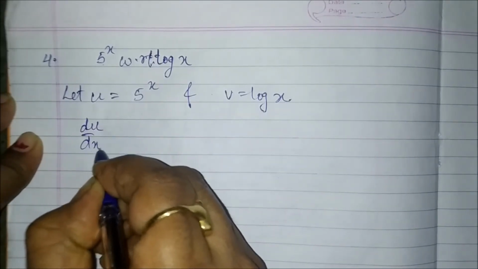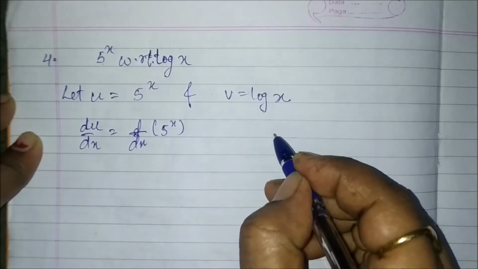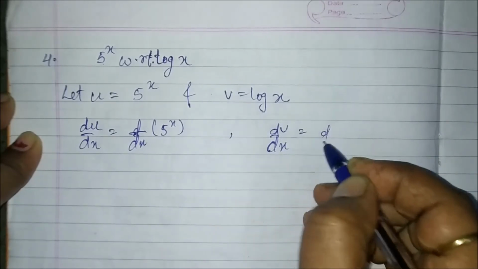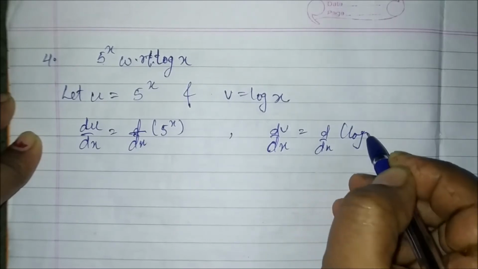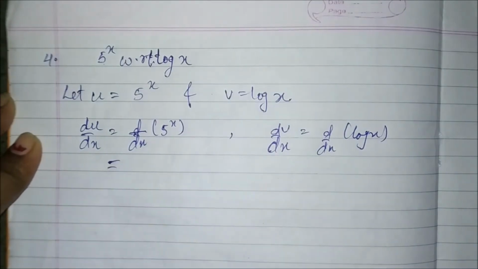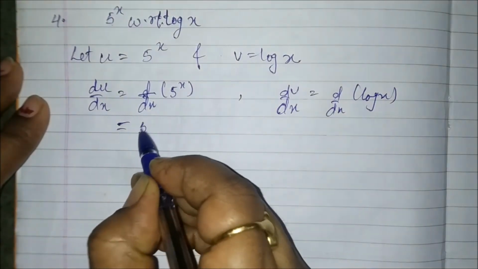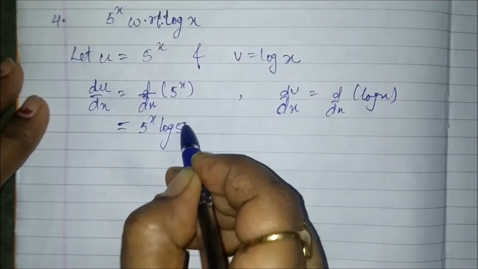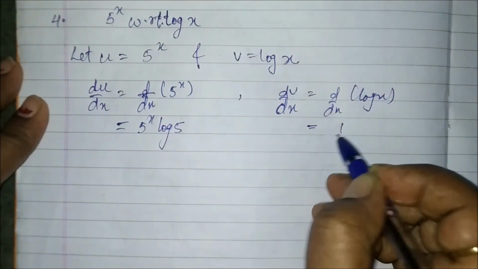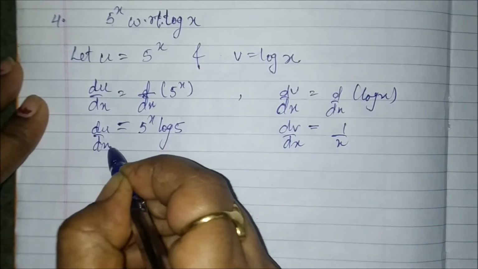So we have du by dx equals d by dx of 5 raised to x, and dv by dx equals d by dx of log x. First differentiate this, then we will do the derivative of v. It is a raised to x, so 5 raised to x log 5. Here the derivative of log x is 1 by x. This is very simple.